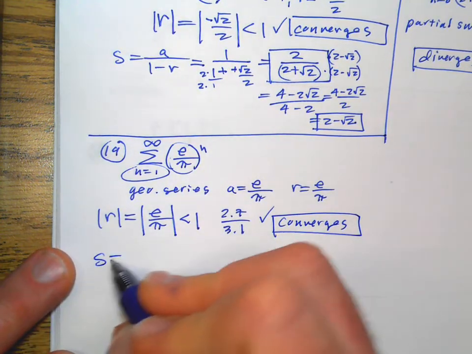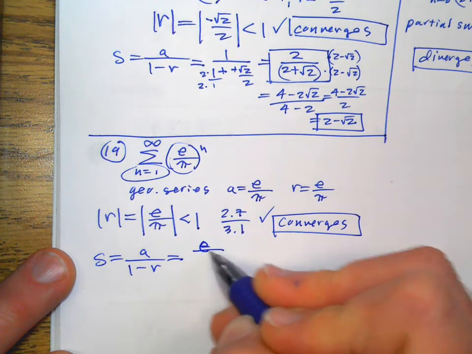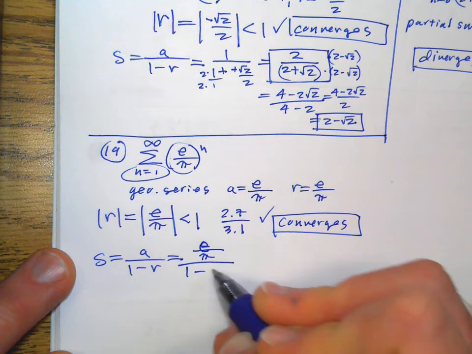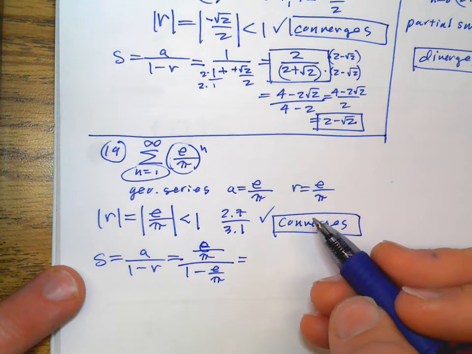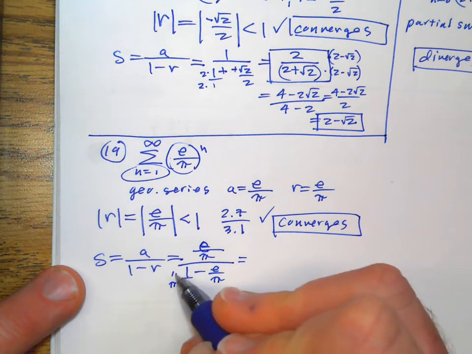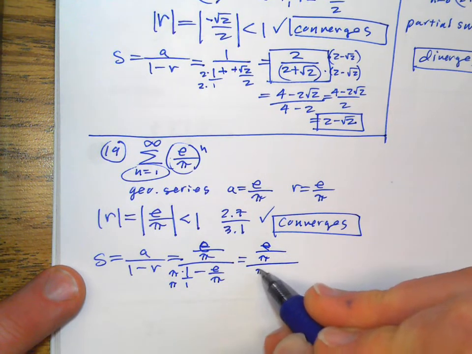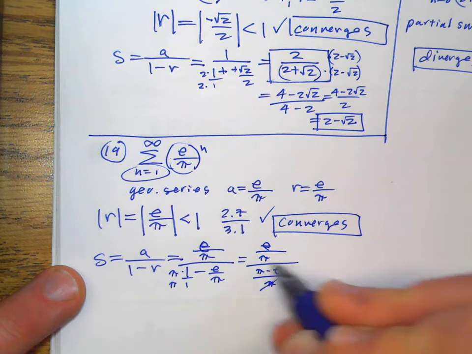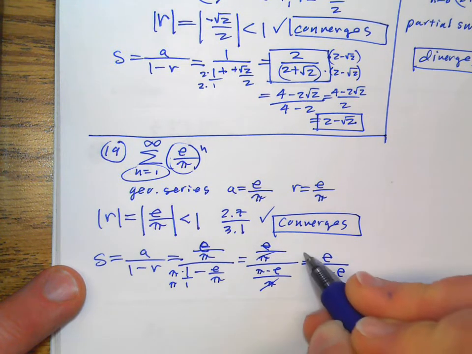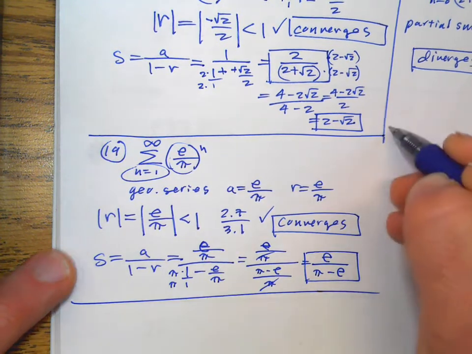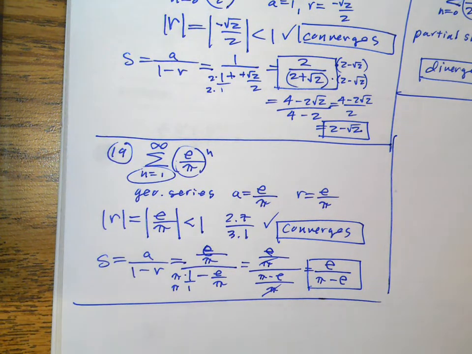And now the sum is a over 1 minus r, so e over pi over 1 minus e over pi. Let's clean this up. I don't want complex fractions for sure. Get a least common denominator. So you have e over pi minus e over pi. So we could get rid of the pi's and get e over pi minus e. Okay, all right.